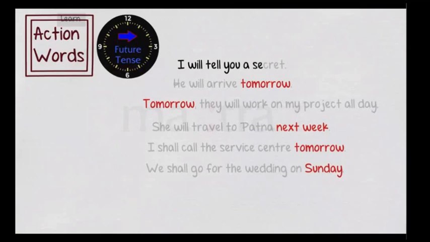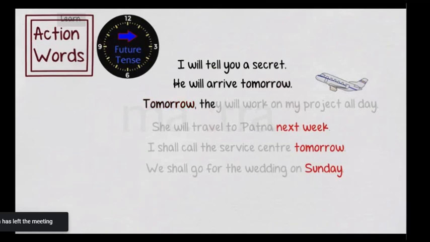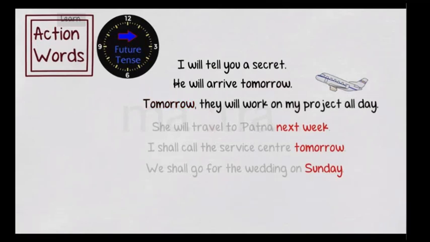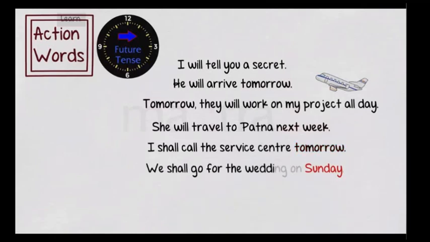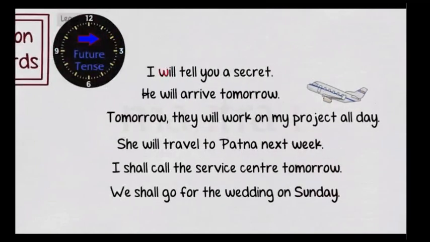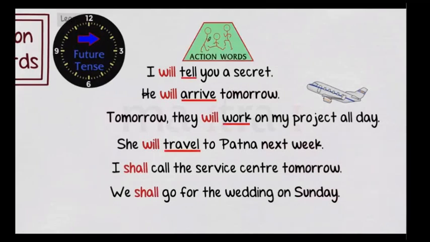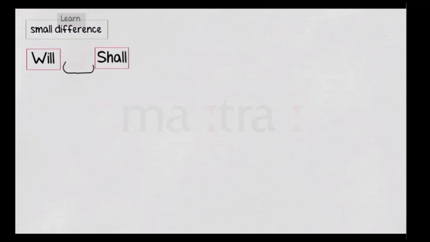I will tell you a secret. He will arrive tomorrow. Tomorrow they will work on my project all day. She will travel to Patna next week. I shall call the service center tomorrow. We shall go for the wedding on Sunday. All we do is add will or shall in front of the action word and it becomes a sentence in the future tense. There is a small difference in usage of will and shall, but it is an important one.